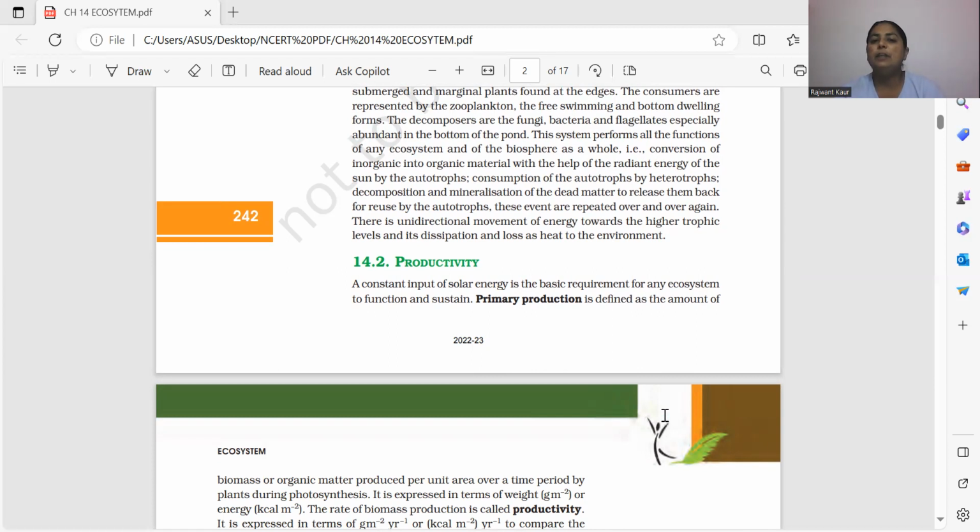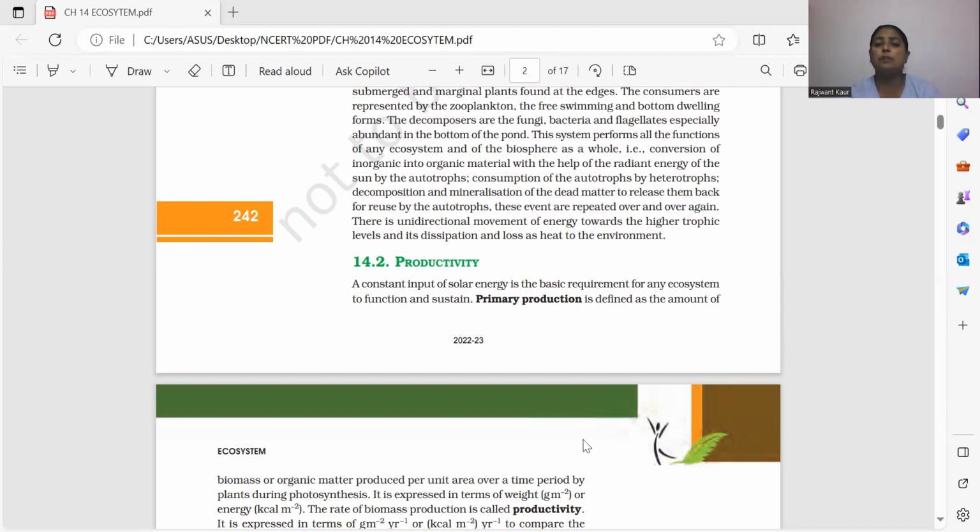So as the name itself indicates, in any ecosystem, which is actually the functional unit, solar energy exists in the form of solar radiation. So there is a term, and the term is primary production. What is primary production? It can be defined as the amount of biomass or organic matter that is produced per unit area in a particular time period by the plants during the process of photosynthesis.